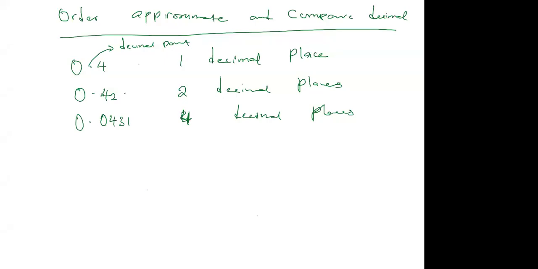So the second one, you have two numbers after the decimal point. That is two decimal places. The third one, you have four numbers after the decimal point. That's four decimal places.